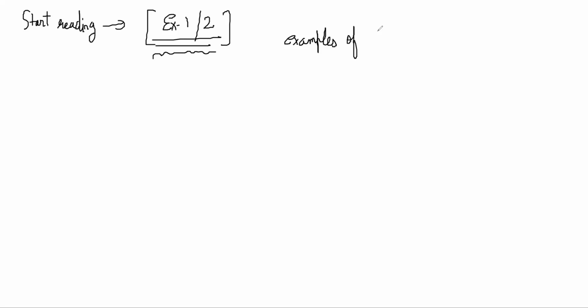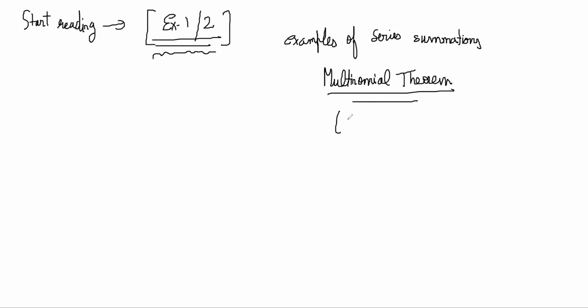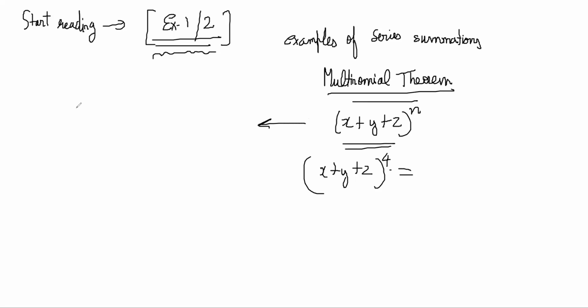some more examples of series summations, and something called multinomial theorem. Multinomial theorem is basically what happens if I have three terms. It's not a binomial, it's a multinomial. What happens if you have three terms and you have to do a fourth power? Then how will you start writing it? Actually, the long way to do it is simply take it as a binomial, and then again take it as a binomial, make two terms. You have to do it twice.